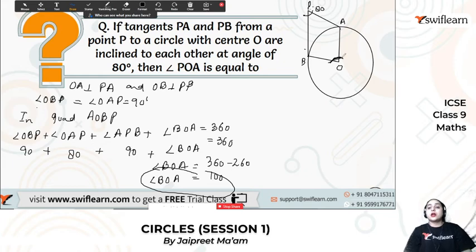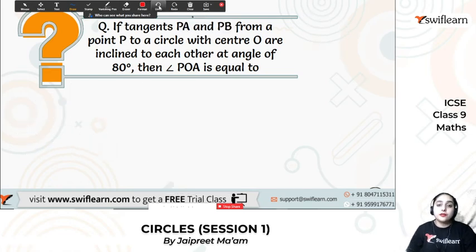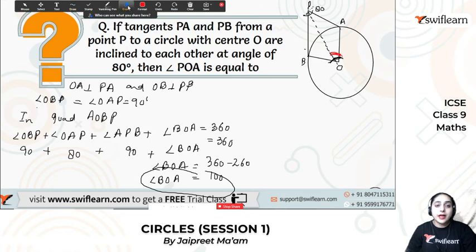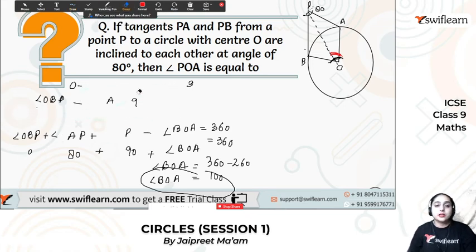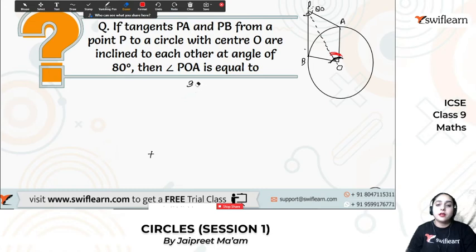Now this 100 has come, but we have to find this angle, this POA. So I will mark it with the red one. So we have to calculate this angle. This angle is obviously half, it will be 50 degrees, but how to solve? For that we have to first prove that the two triangles are congruent, so that we can prove that the angle is equal to half of the angle BOA.